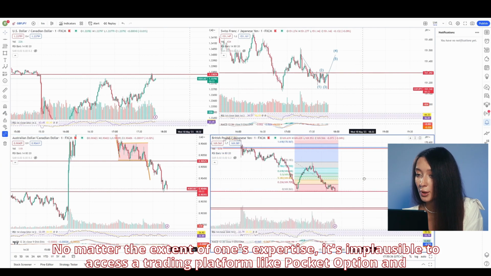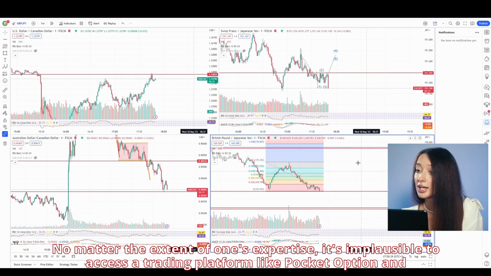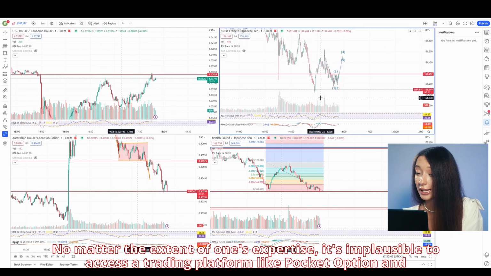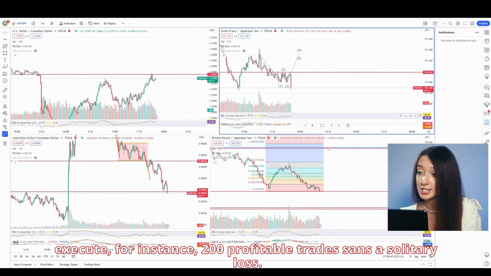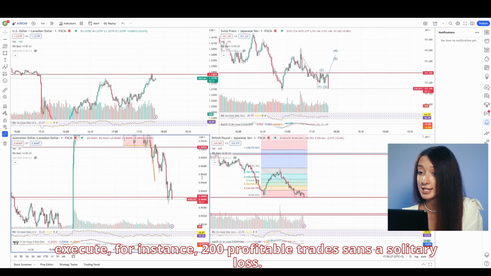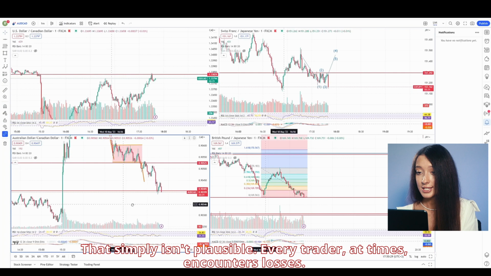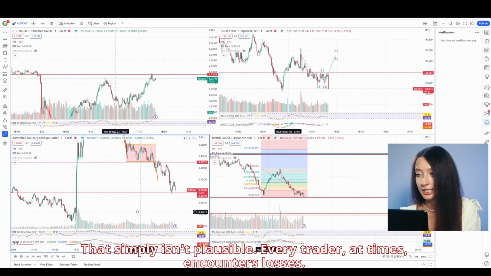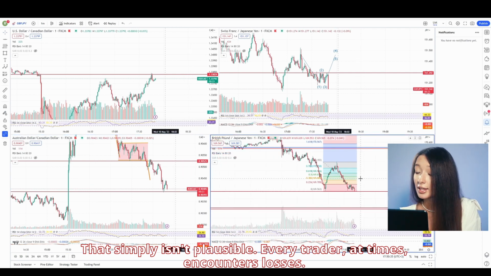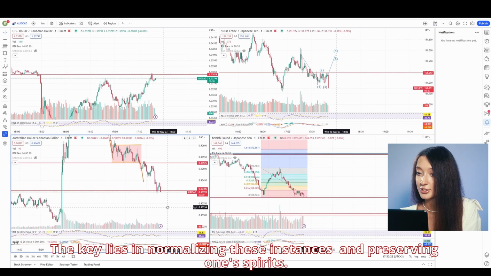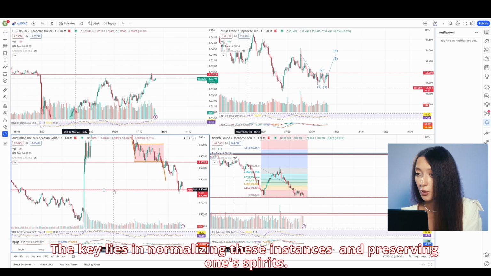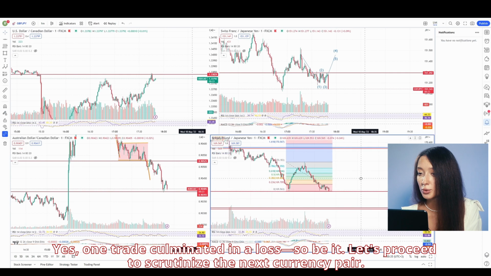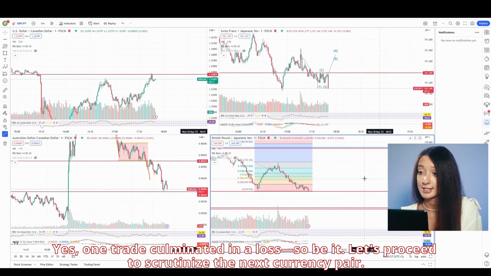No matter how much experience one has, it's impossible to trade on a platform like Pocket Option and execute, for instance, 200 profitable trades without a single loss. That is not possible. Every trader at times encounters losses. The key is normalizing these instances and keeping one's spirits up. Yes, one trade culminated in a loss, so be it.